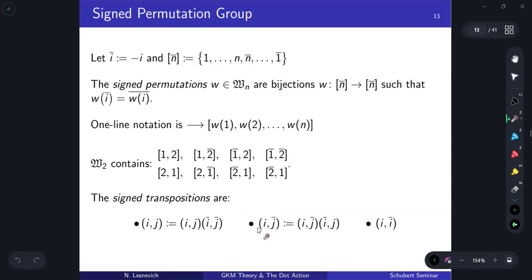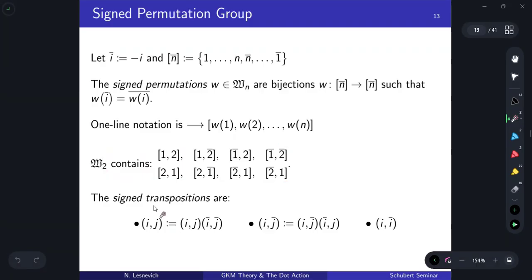All right, so that's what it looks like for the standard permutations. For signed permutations, I'm going to use bar notation so that I bar is negative I. Signed permutations, or the type BC Weyl group, are permutations of 1 through n and negative 1 through n that satisfy this symmetry with negative numbers. I need W of negative I to be negative W of I. I'll write one line notation with brackets just to make sure we don't have any confusion with normal permutations. So W2 contains these 8 elements, right?